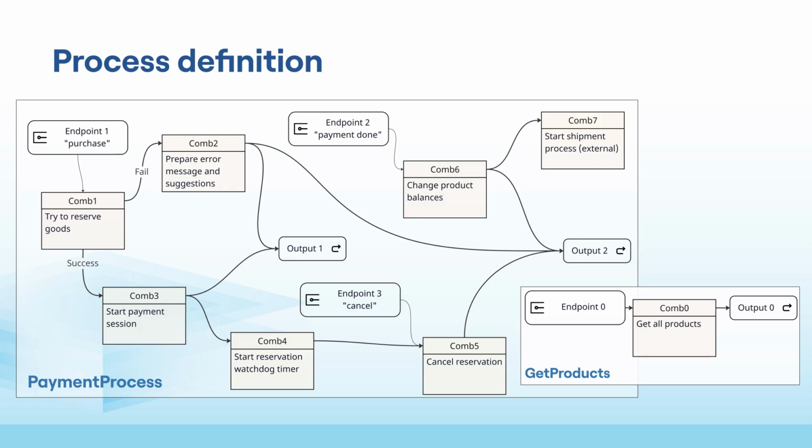The second process is payment process. This process is more complex. It has multiple entry points and outputs. Each entry point has specific rules. For example, you cannot access the payment done entry point if the process hasn't started yet. Combs can also have conditions for execution. For instance, in the payment process, depending on whether items were successfully reserved, the process can either proceed with payment or generate an error message.